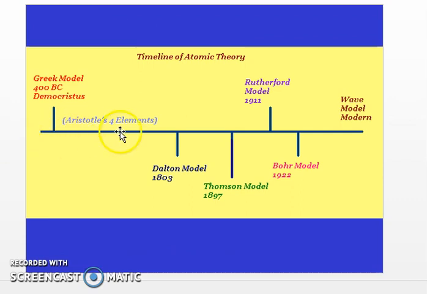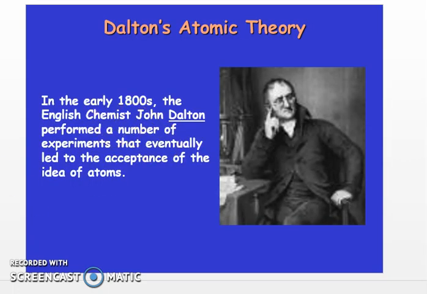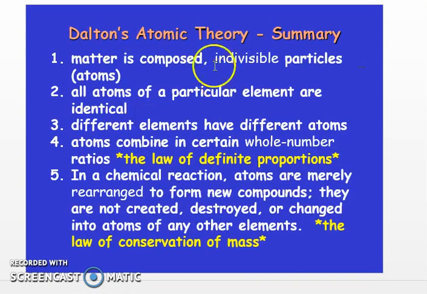So here is our general timeline. So you notice there's a huge gap here. This is where you have essentially them not believing in the idea of atoms until Dalton came along. Okay, so John Dalton, his main theory essentially was to come to the realization that yes, we do have these things called atoms. So here's a summary of his ideas.